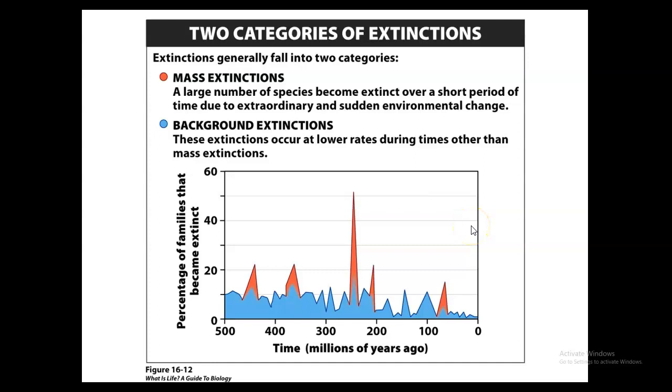Now we've got 2 categories of extinction. You have what's known as mass extinction. That's where a large number of species, for example entire families, become extinct over short periods of time. Usually this occurs as a result of an extraordinary and sudden environmental change. Background extinctions are extinctions that occur at lower rates during times other than mass extinctions.